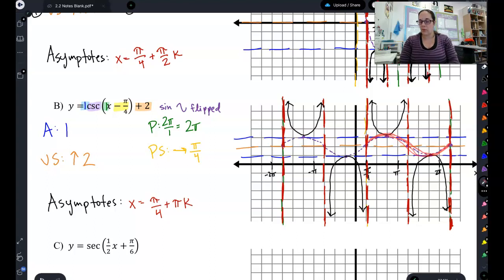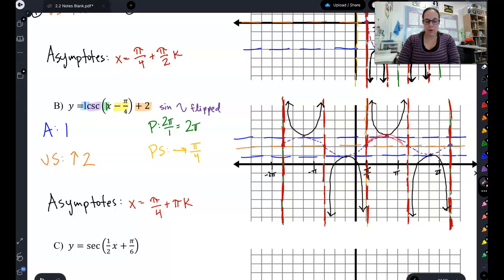So there's my sine wave. Now, any point that crosses your orange vertical shift line becomes an asymptote. So here's an asymptote, crosses the orange vertical shift line. Here's an asymptote, crosses the orange vertical shift line. And here's an asymptote, crosses the orange vertical shift line.